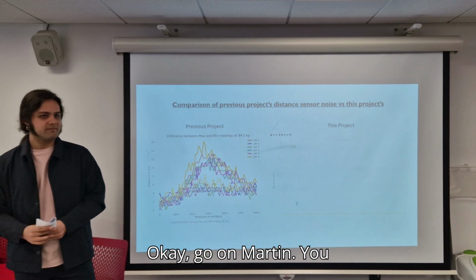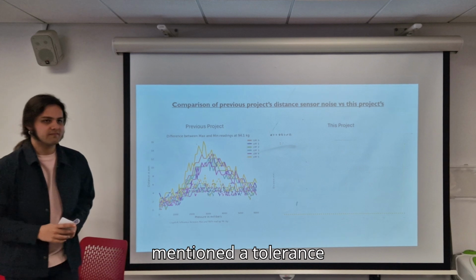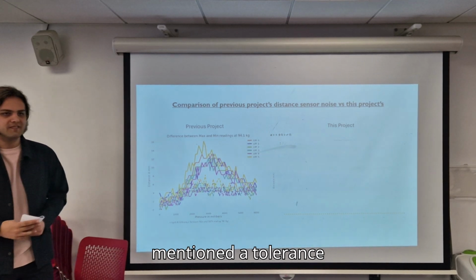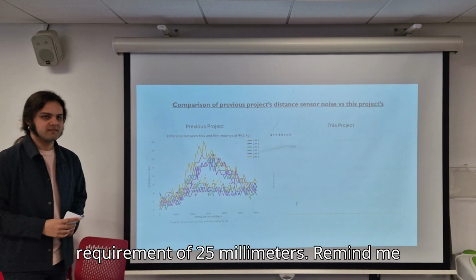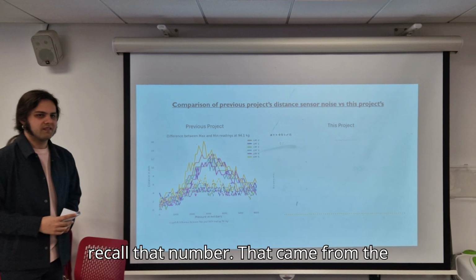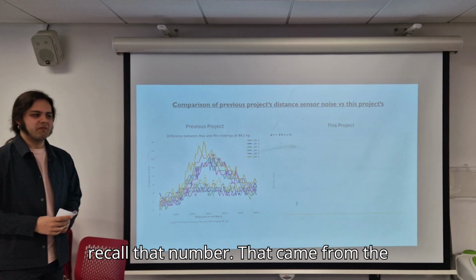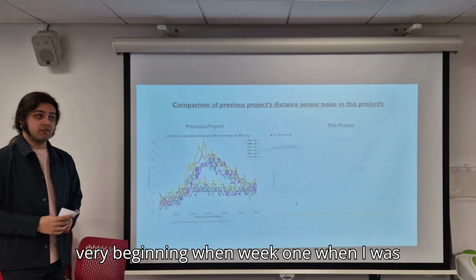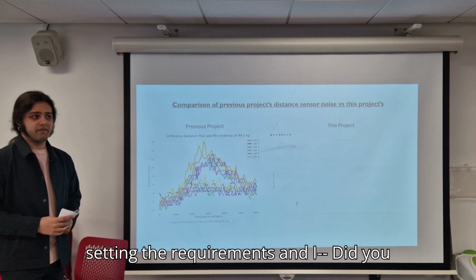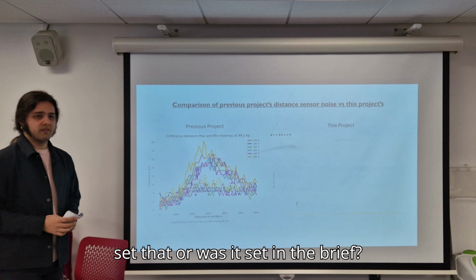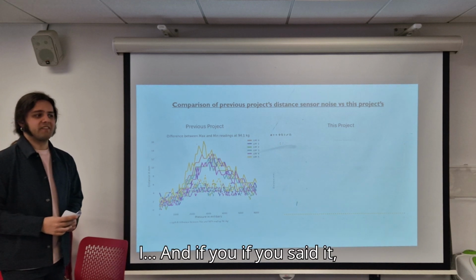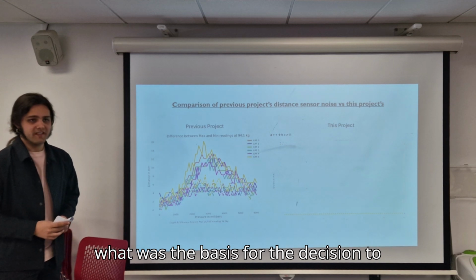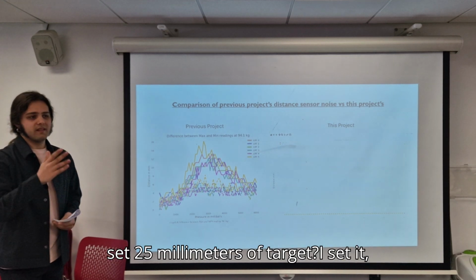Okay, go on, Michael. You mentioned a tolerance requirement of 25 millimeters. Remind me where that came from, because I don't recall that number. That came from the very beginning, week one, when I was setting the requirements. Did you set that, or was it set in the brief? And if you set it, what was the basis for the decision to set 25 millimeters as a target?